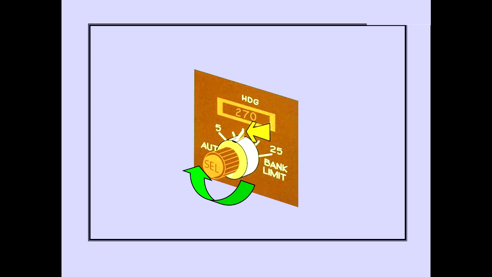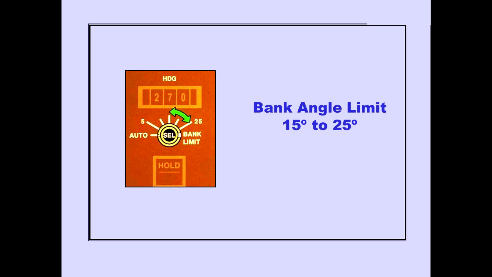Rotating the bank angle limit selector sets the maximum bank the autopilot will use in the Heading Select mode. Settings of 5, 10, 15, 20, and 25 degrees are available. A limit of 15 degrees is shown here. In the auto position, the bank angle limit varies from 15 degrees to 25 degrees depending on true airspeed, flap position, and V2.